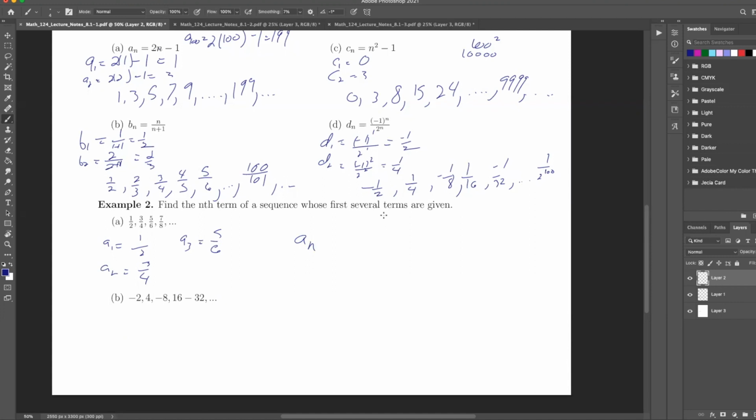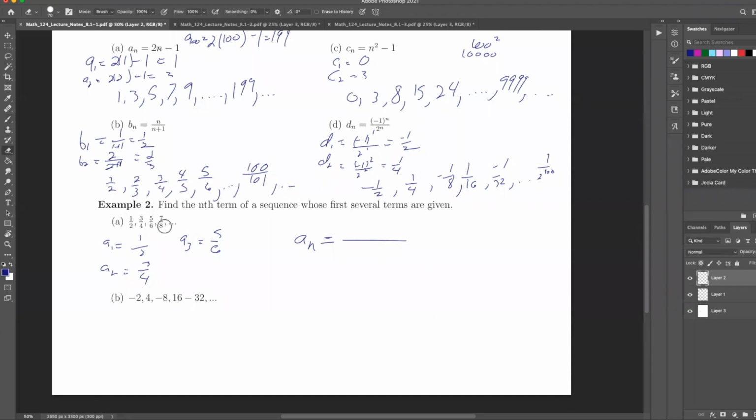So what I would like to do is look at it in isolation. If I have something over something, I like to look at the top and the bottom. So let's look at the top. The top goes 1, 1, 3, 5, 7. So this is each going up by 2, right? This goes up by 2, this goes up by 2, this goes up by 2.